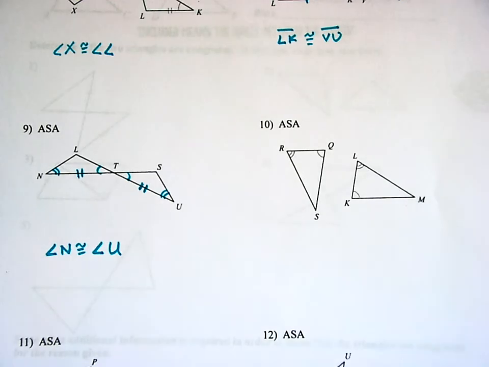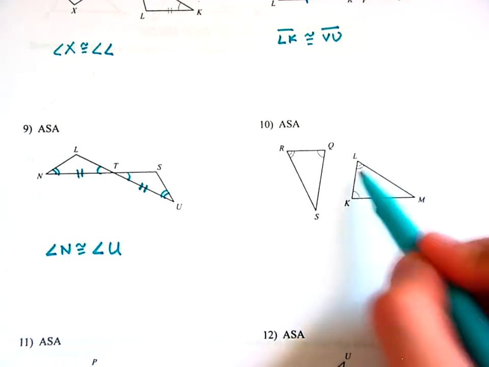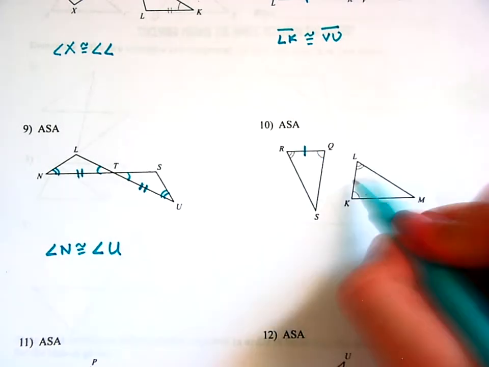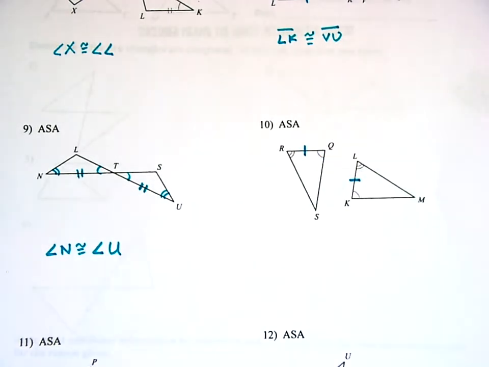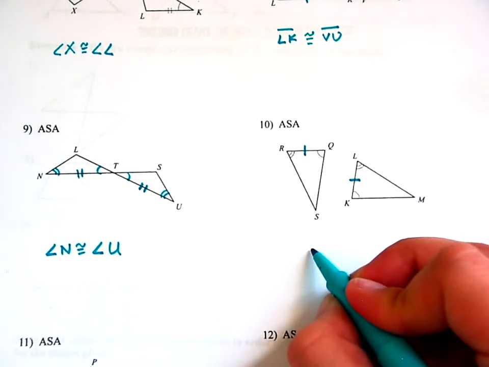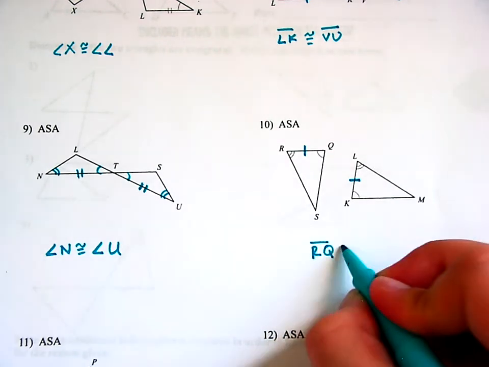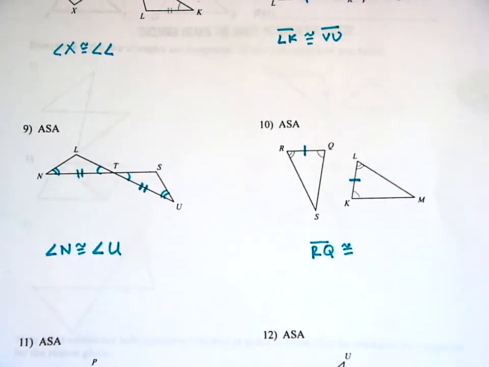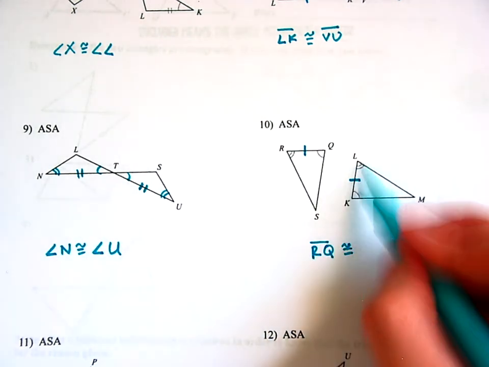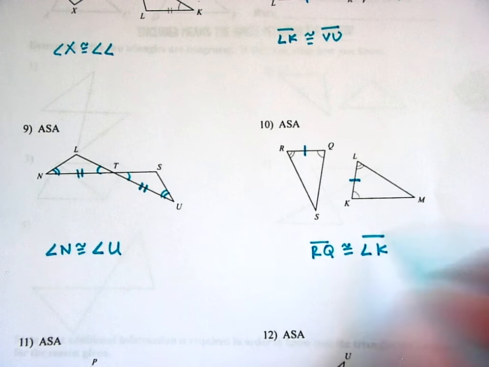Here we have two angles that are congruent. So we need to know that the side included is the same or congruent. So we need to know that RQ is congruent to, and I'm trying to write them in the same order, LK.